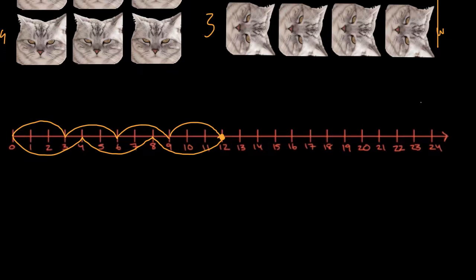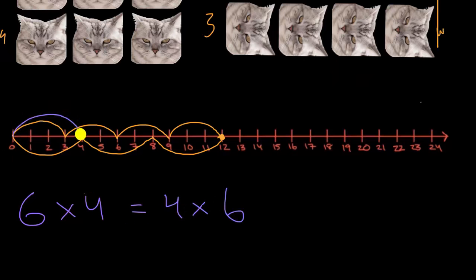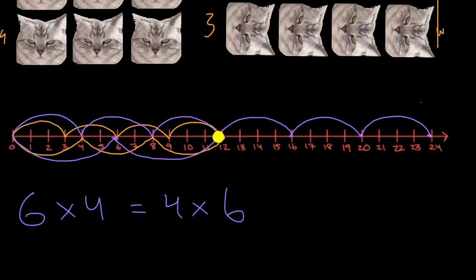So let's say we wanted to do that with, let's see, 6 times 4, whether it's the same thing as 4 times 6. Well, you could view it as 6 fours: 4, 8, 12, 16, 20, and then 24. Or you could view it as 4 sixes: 6, 12, 18, and 24. So big takeaway, order doesn't matter when you are multiplying numbers like this.